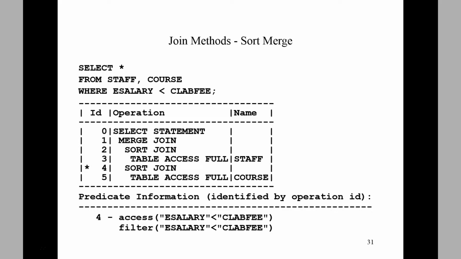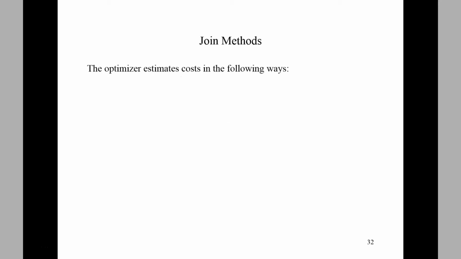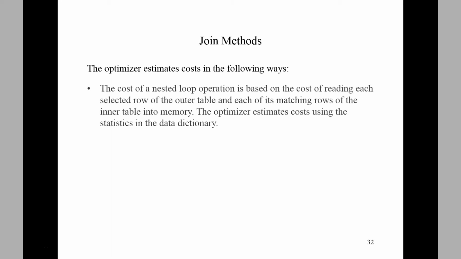Additionally, the work areas that are used, what are called hash areas and sort areas, internal memory structures, if these are set inappropriately, they can make the cost of a hash join appear to be higher than a merge join. The optimizer estimates the cost in selecting a join method in the following ways. The cost of a nested loop join operation is based on the cost of reading each selected row of the outer table and each of its matching rows from the inner table, bringing these into memory.